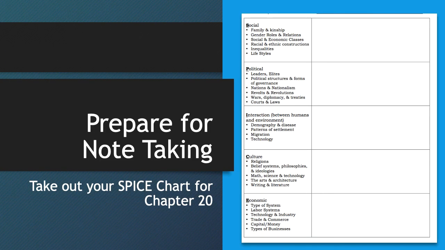So I have your spice chart out, and we're going to focus now on the economics. And then after I talk about economics, I will talk about the social developments. So again, focus your notes: types of economic systems, labor systems, technology, industry, trade, commerce, money, things of that nature are going to go in economics. Okay? And again, try to take one or two notes on slides. So there will be about 15 slides after this.